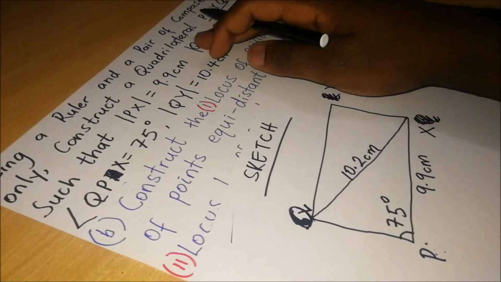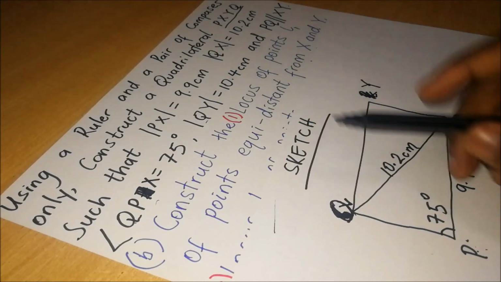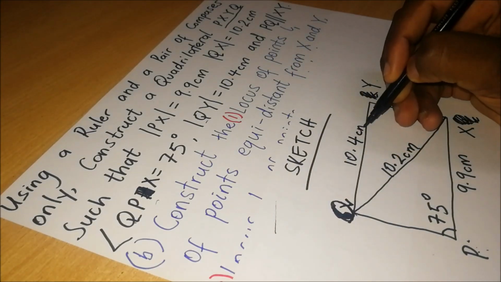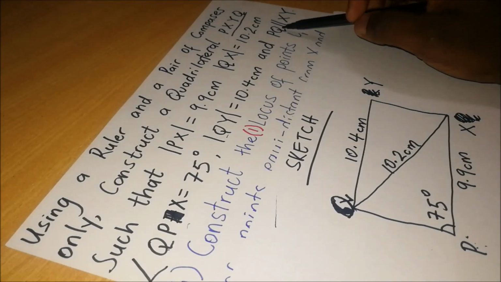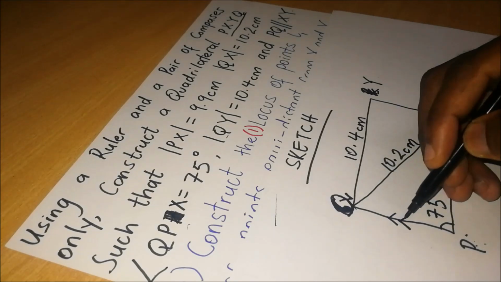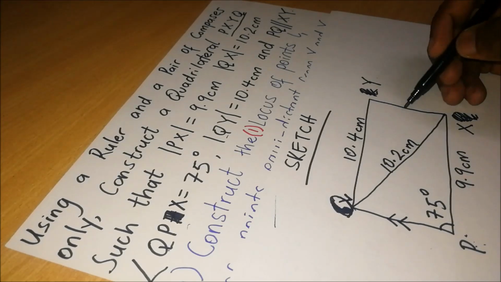And the question continues to say that QY is 10.4 centimeters. So from Q to Y, it is 10.4 centimeters. And PQ is parallel to XY. So this PQ here is supposed to be parallel to this line XY.